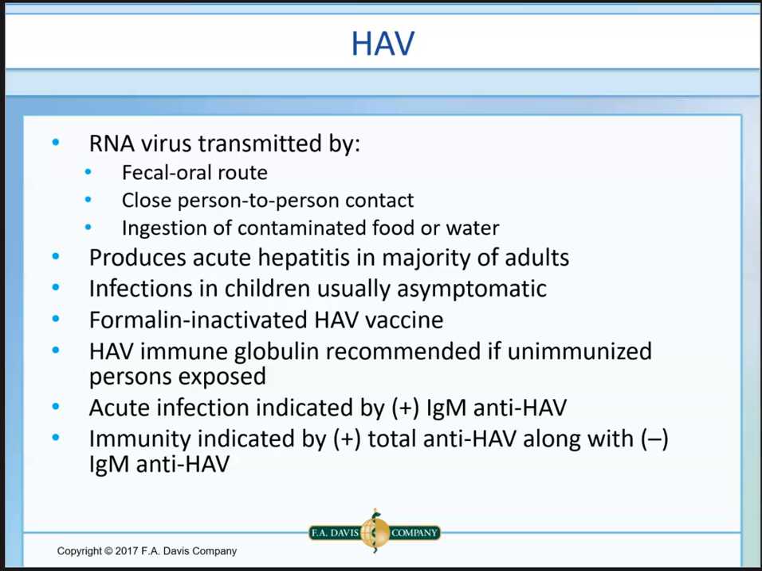Immunity will be indicated with a total anti-HAV along with a negative IgM. So when they talk about total HAV, that's usually just IgG antibodies that we're looking at. And you'll actually see it on the lab report. They'll call those IgG.